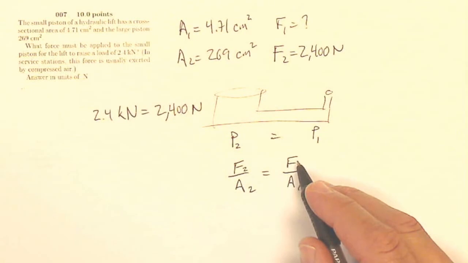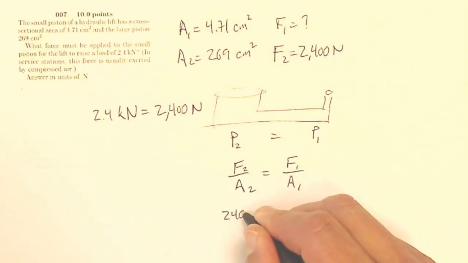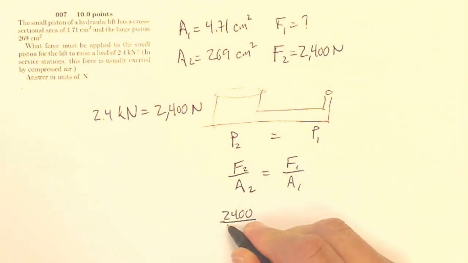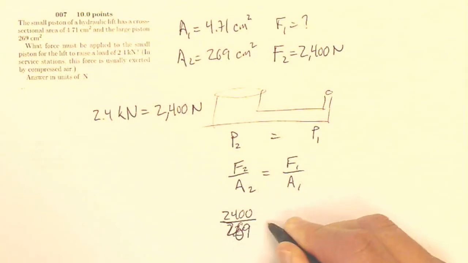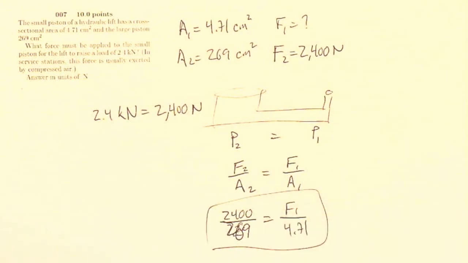So this will show you that if you plug in your force 2 of 2,400 newtons, and you divide by your area 2 of 269, that's going to be the same thing as force 1 over 4.71. And that'll work even if you don't do the conversions.